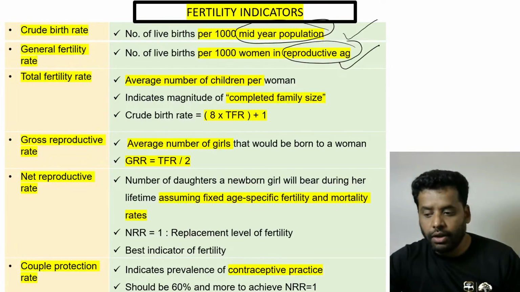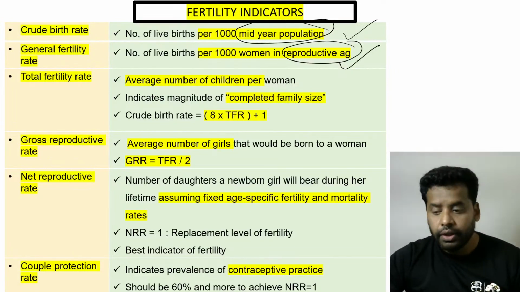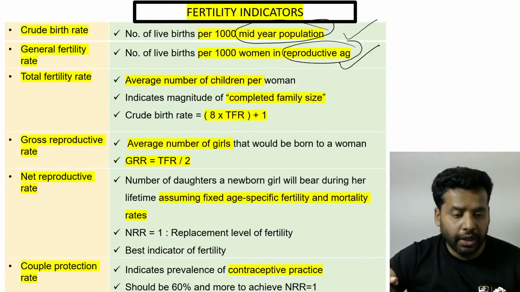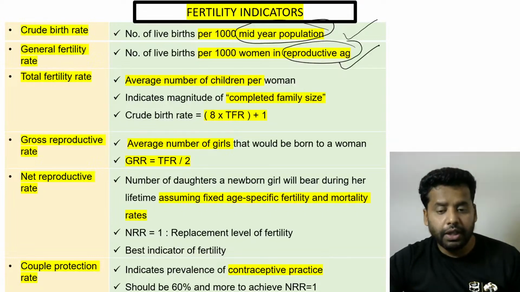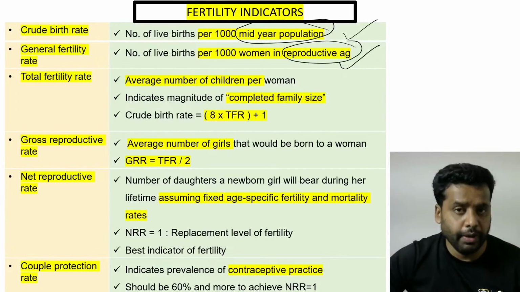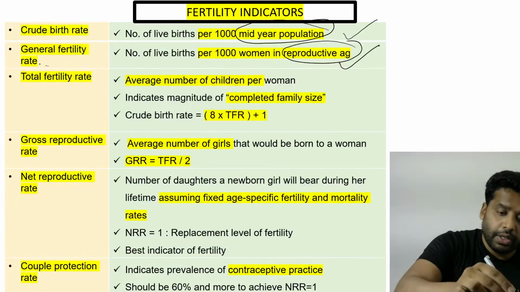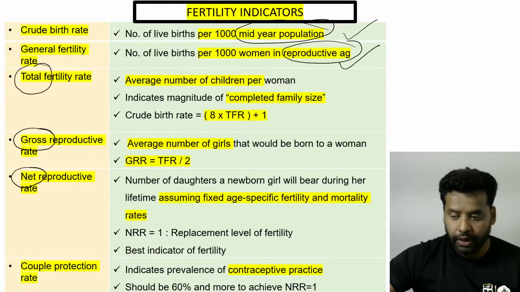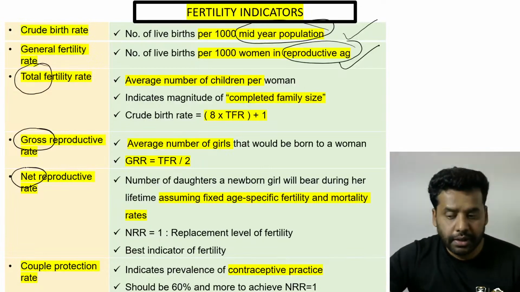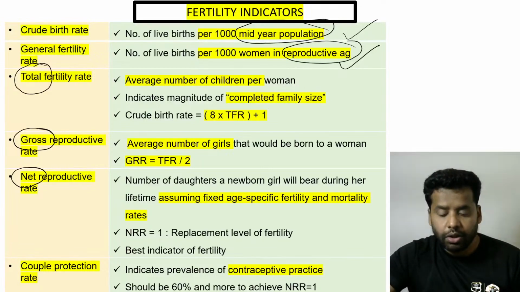So that is why they always ask this question, which is better comparatively. General fertility rate is always better because the denominator is reproductive age women. Total fertility rate, gross reproductive rate and net reproductive rate. Don't make a mistake in this.